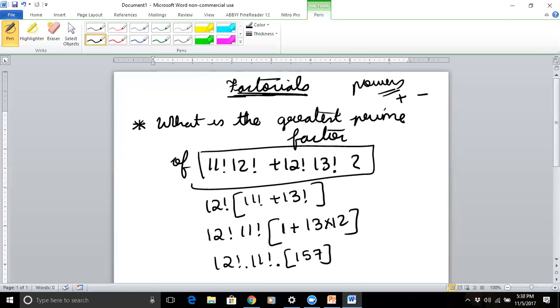How can you for sure say that 157 is a prime number? On what basis are you telling me that 157 is a prime? Okay, so one way of representing a prime would be in the form of 6k plus or minus 1.